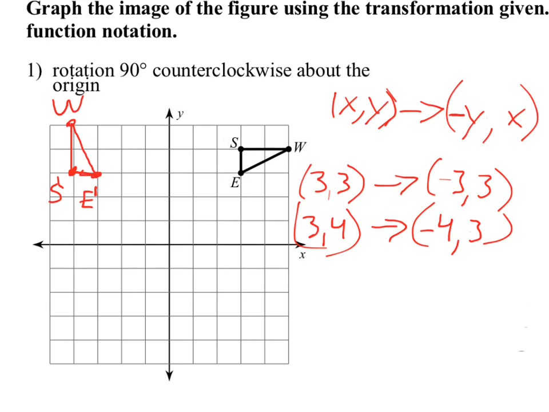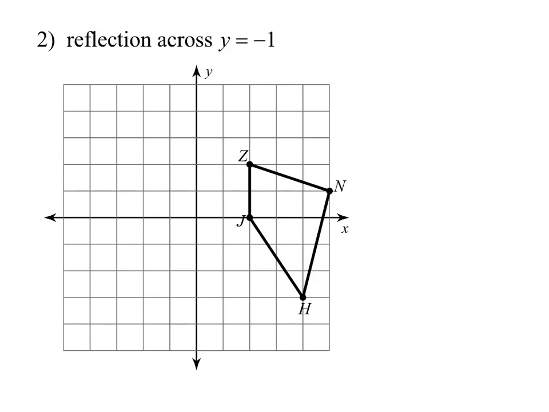If you want to use your function to get that one, you can. W is at 5, 4. So if you were to change the order, you get 4, 5, change the sign on the first one, negative 4, 5. So that's why W is up there. And so there's my figure, and I already wrote the function that describes the transformation. That brings us to the next one.